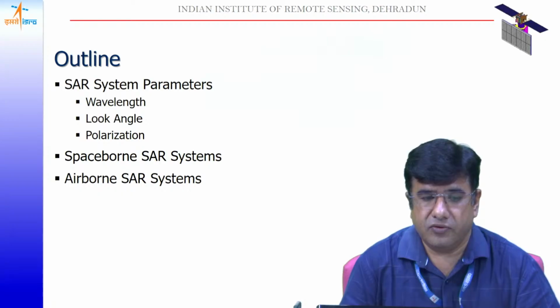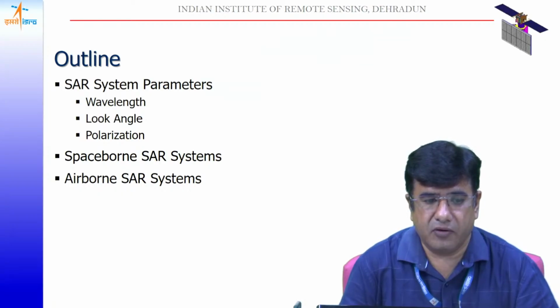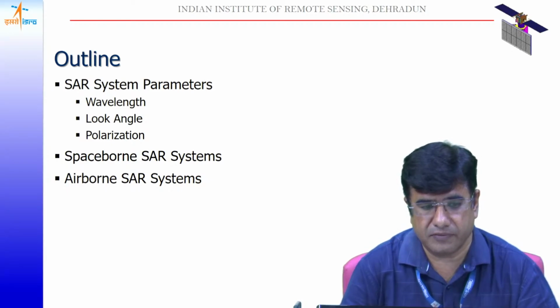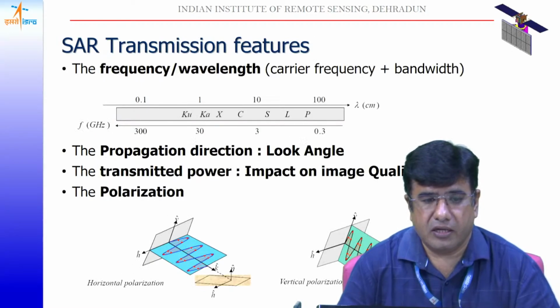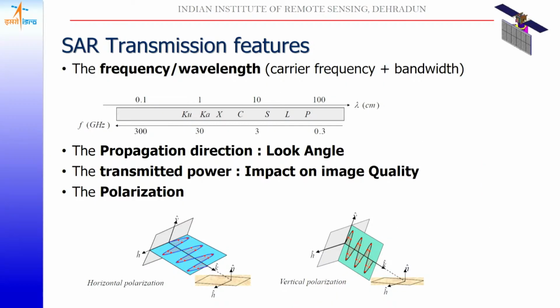So in today's lecture we will learn about the SAR system parameters, which are wavelength, look angle and polarization, and what are the different spaceborne SAR systems and airborne SAR systems. First, we will briefly go over the SAR concepts: how the SAR signal is transmitted. Normally the SAR is an active sensor, so there are four components which are fundamental in the transmission of the SAR signal.